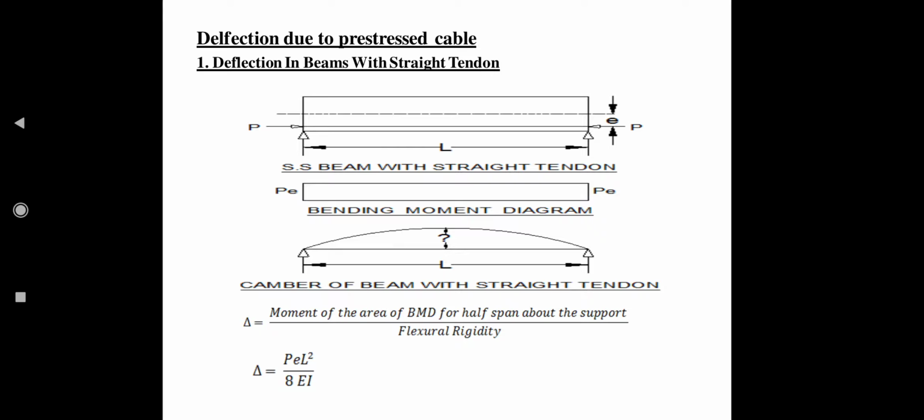If we take the moment of area of the bending moment diagram for half of the span, then we get delta equal to PEL square by 8EI, where P is the prestressing force, E is the eccentricity, and L is the length of the beam, divided by 8EI. EI is the flexural rigidity, E is Young's modulus, and I is the moment of inertia.